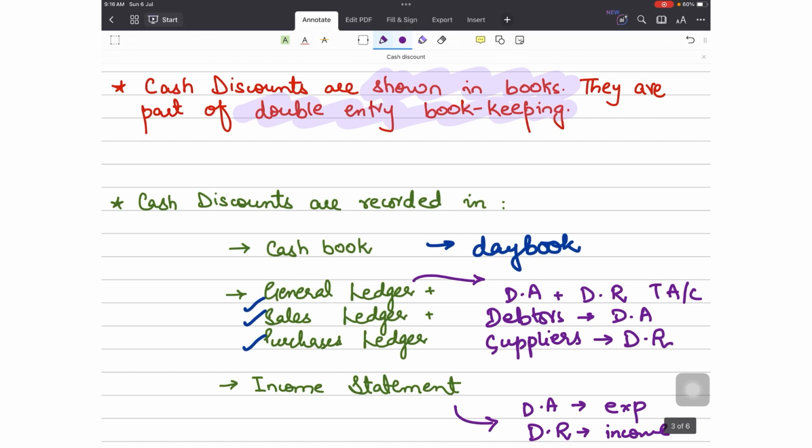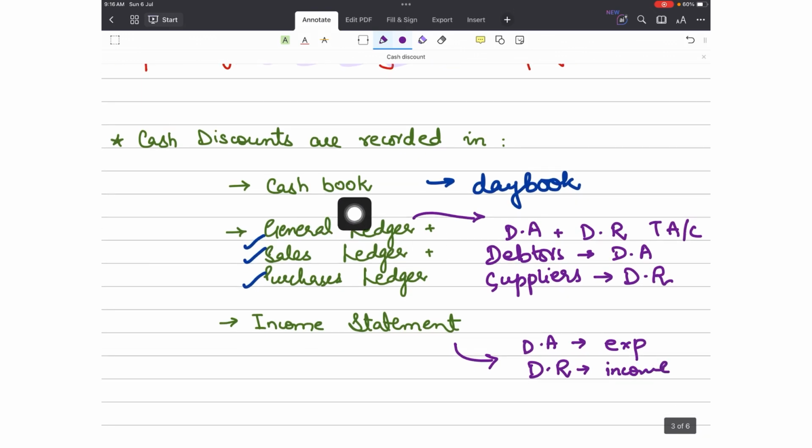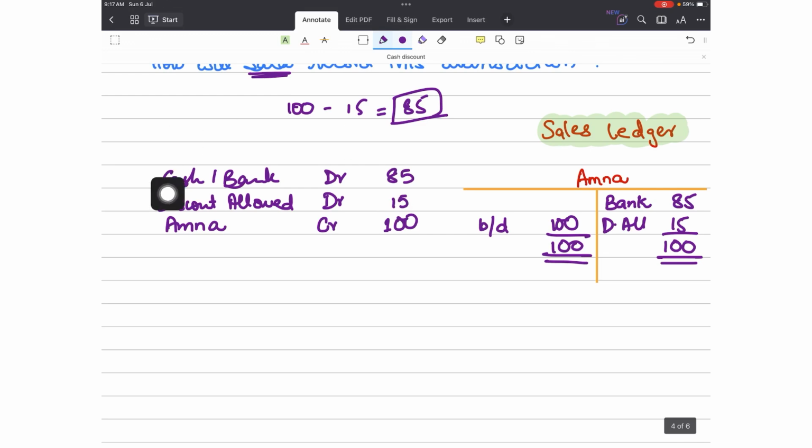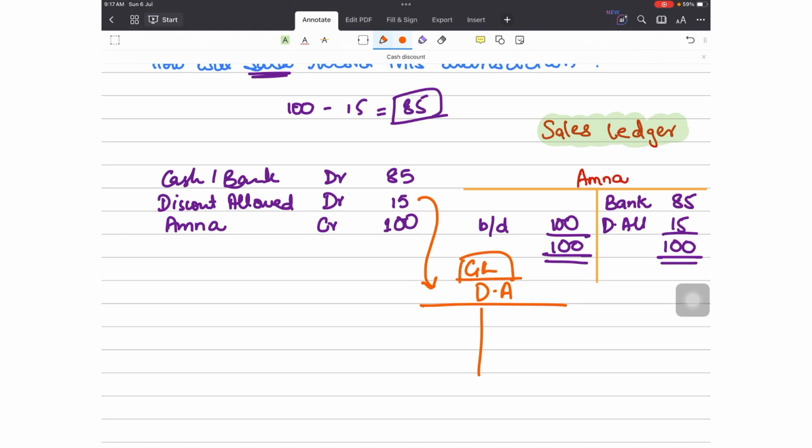That is why when we covered over here where discounts are recorded, first of all they are recorded in the day book, cash book, and in the ledgers as well. In the sales ledger, discount allowed is recorded, and in the purchases ledger, discount received is recorded. So this entry will be made in the cash book. Then from the cash book, discount allowed will be transferred to its own account, being maintained in the general ledger, and Amna's account will be credited with the same value in the sales ledger.